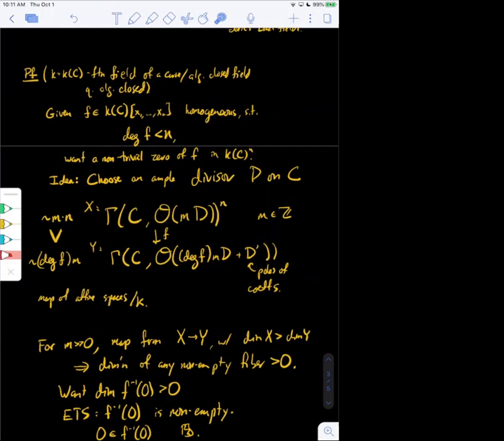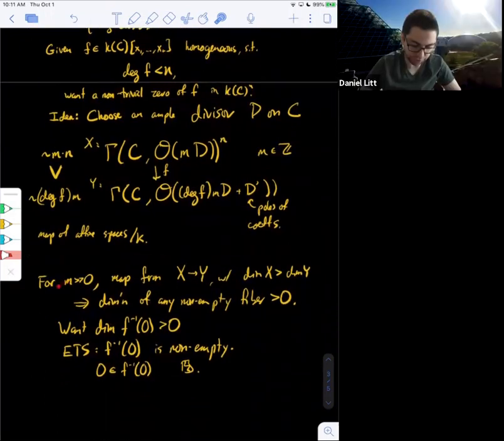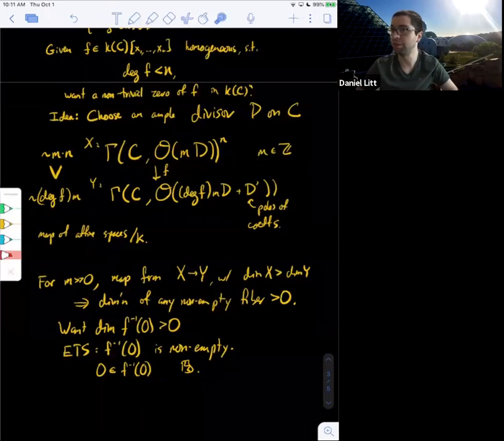Wait, question. Even if 0 is in the fiber, how does that imply that the dimension is positive? Yeah, so it was this previous line. We estimated the dimensions of these spaces. We said that for m really big, this space was bigger than this one, right? It had a higher dimension. So what that tells you is that any non-empty fiber has positive dimension.